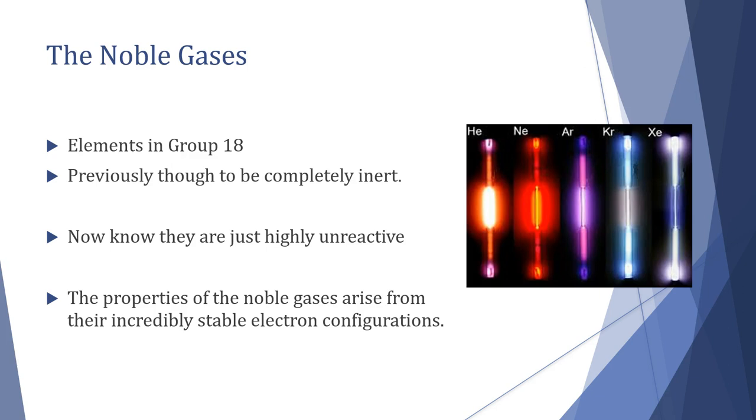The properties of the noble gases all arise from the fact that they have an incredibly stable electron configuration, so they are difficult to remove electrons from, and they also will not accept electrons because they have that complete octet. They are very, very stable, so therefore quite chemically unreactive.